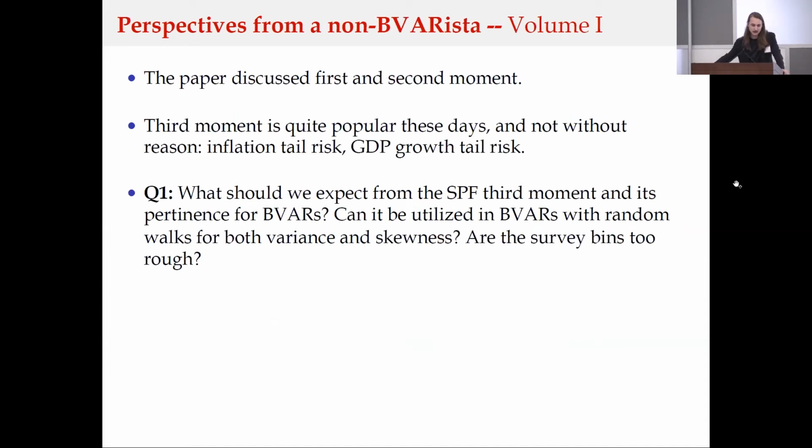So I'm going to go on and give some random perspectives from what I call myself here a non-bivarista, and this is volume one of those thoughts. The paper discussed first and second moments, and now I think Joan already sort of hinted that he's working on extensions. I think you mentioned non-parametric tilting. Everything here you've probably already thought about, but the third moment is quite popular these days, and we actually heard about it in the first presentation this morning. There's inflation risk, there's GDP risk, there's tons of risk. And the question is, what should we expect from the SPF third moment and its pertinence for BVAR?